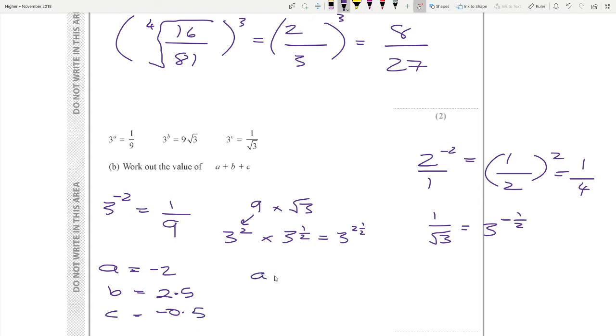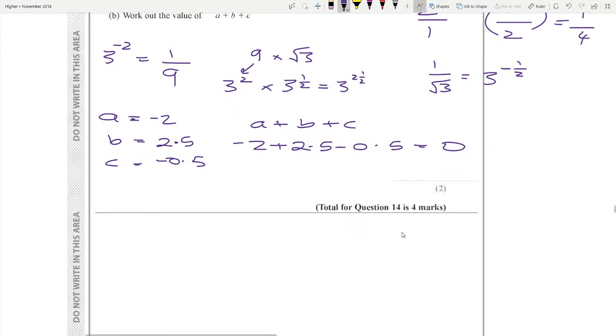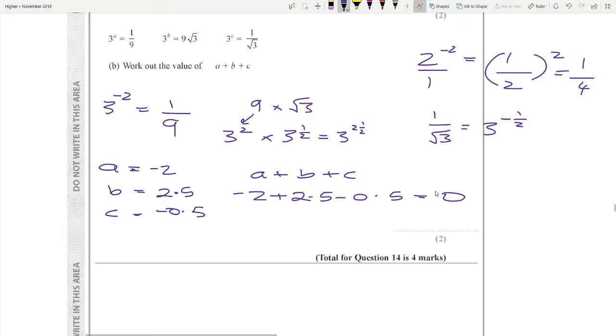So the value of A plus B plus C is going to be minus 2, add 2.5 and minus 0.5, which equals 0. So work out the value of A plus B plus C: the answer is 0. And that's worth 4 marks altogether, 2 marks for part B. Any questions on that one?